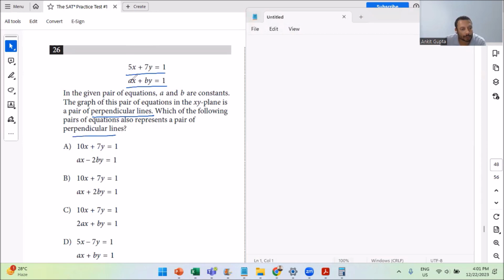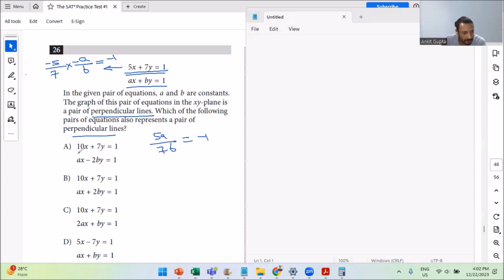So let's find out the slope of these two lines. So we know that if there's an equation like this, the slope of the line will be equal to minus of coefficient of x, which is 5, divided by coefficient of y, which is 7, multiplied by the same in this case. So slope will be minus a by b, and the product of the slope of the two lines will be equal to -1, right? So 5a multiplied by 7b is equal to -1.